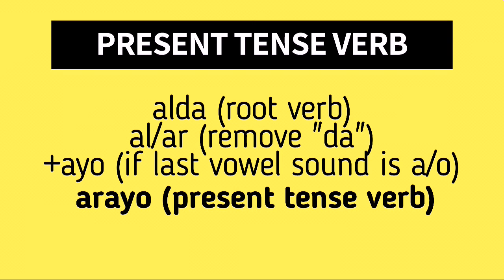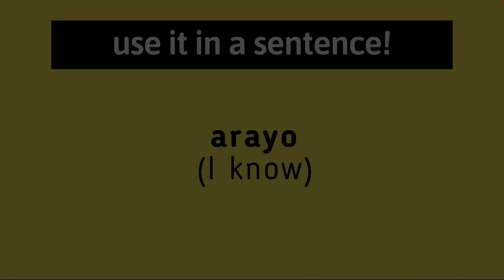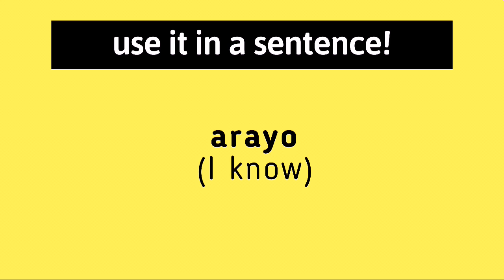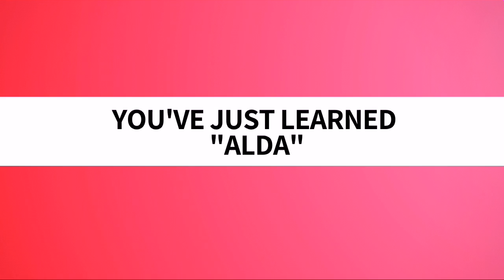And again, for the case of the remaining verb al, which has a last vowel sound of a, we will be adding ayo to al. And therefore, we have arayo, which is the present tense form of Alda. And therefore, the meaning of the phrase arayo is simply, I know. And with that, you've just learned Alda.